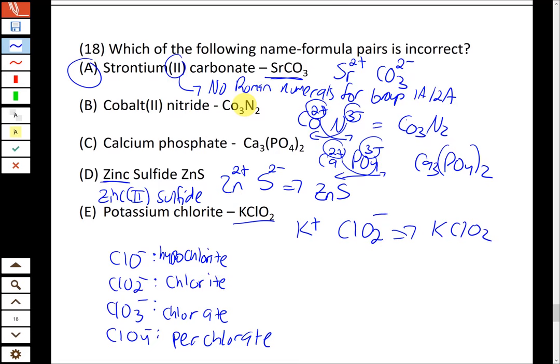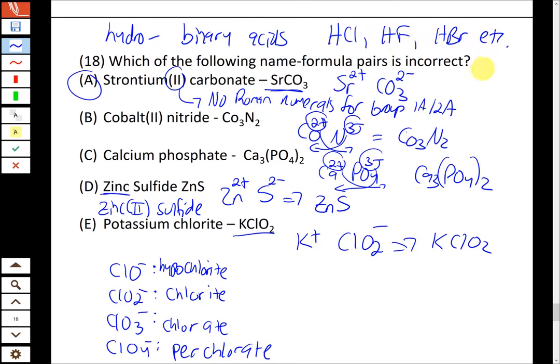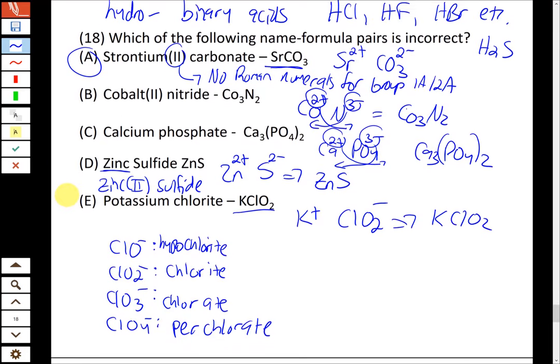That would be true for acids that are binary. So I think there might be one question on acids here, but if not, the hydro prefix is only for binary acids, which would be HCl, HF, HBr, etc., H2S, basically acid. So if a covalent compound that starts with H and has an anion after it. So those have the hydro prefix. That's the only time you'll see that. All right, anything else?